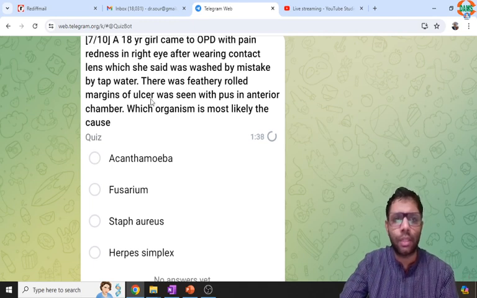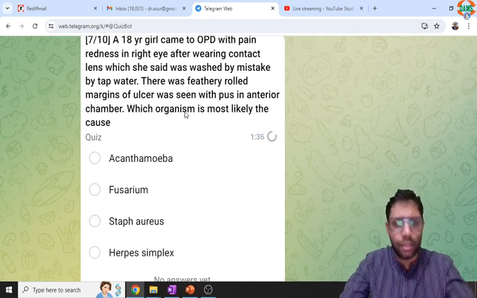There were feathery rolled margins with pus in the anterior chamber. Feathery rolled margins go in favor of fungal hyphae. That's why the answer among fungi is Fusarium, not Acanthamoeba. That's why you make mistakes in the exam. You say it's a very easy question. Tap water, you mark Acanthamoeba, you will be wrong.